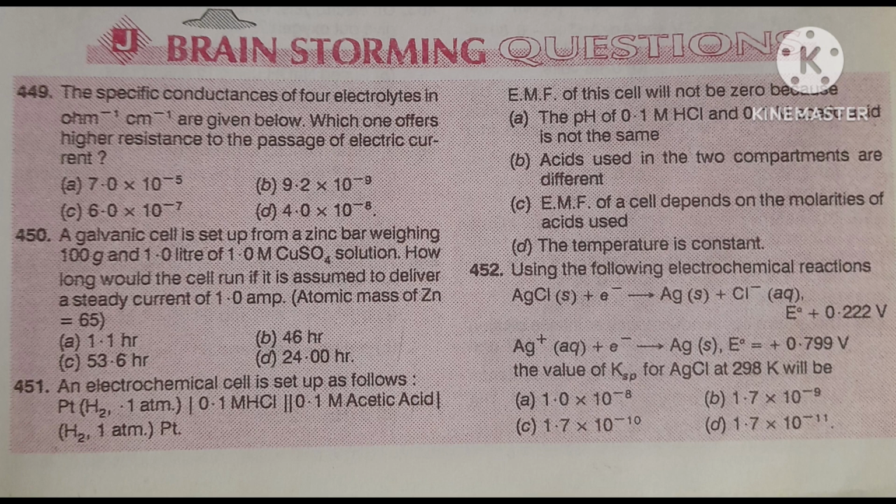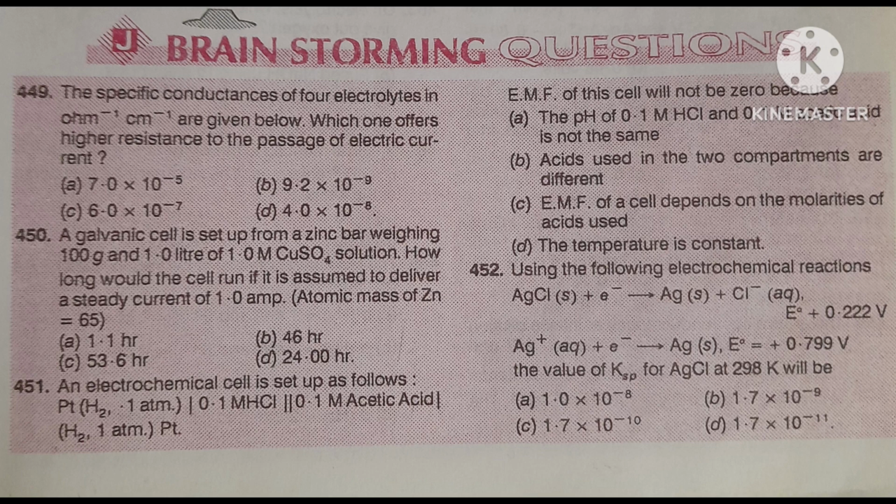The rod is dipped in 1 liter of copper sulfate solution, and the copper sulfate strength is 1 m. 1.0 m means 1 m. Now you have to calculate how long the cell would run if it is assumed to deliver a steady current of 1.0 ampere. It means current is flowing, 1 ampere current is flowing. The atomic mass of zinc is given as 65.